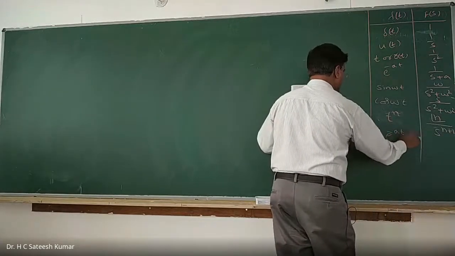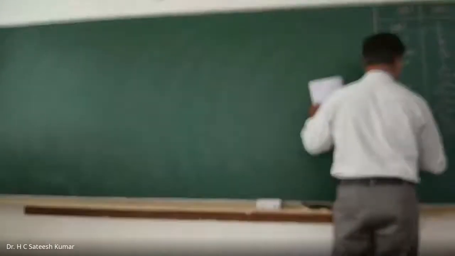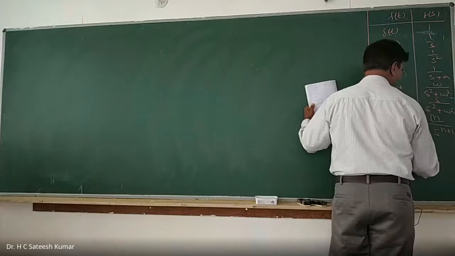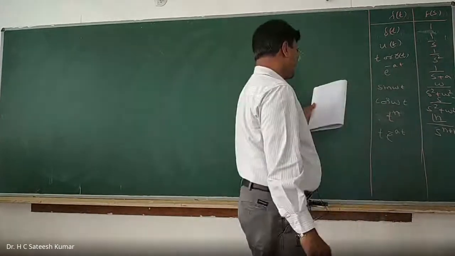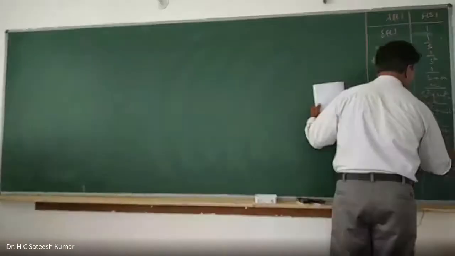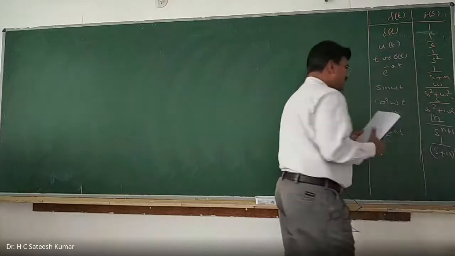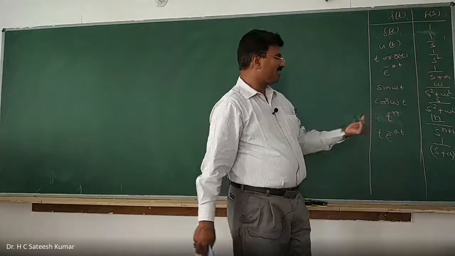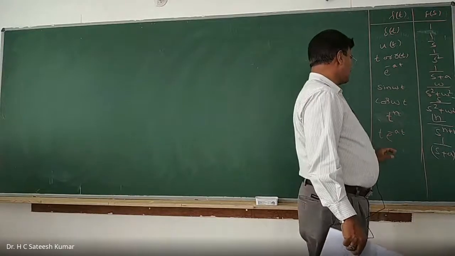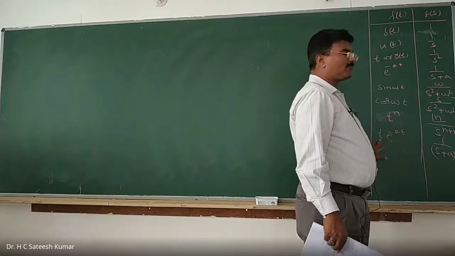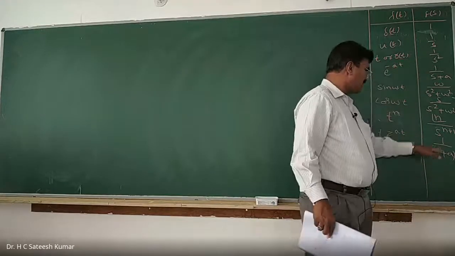T into e to the power of minus at. You can do it using property, or integration by parts also we can do it. So t into e to the power of minus at is equal to 1 over s plus a whole square. Very simple one. Using property, we can easily tell this one. Laplace transformation of t we know is 1 by s square.